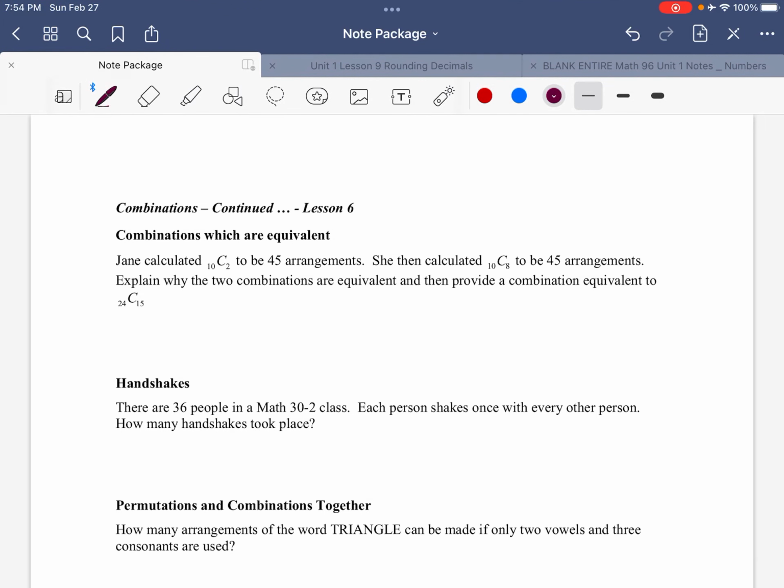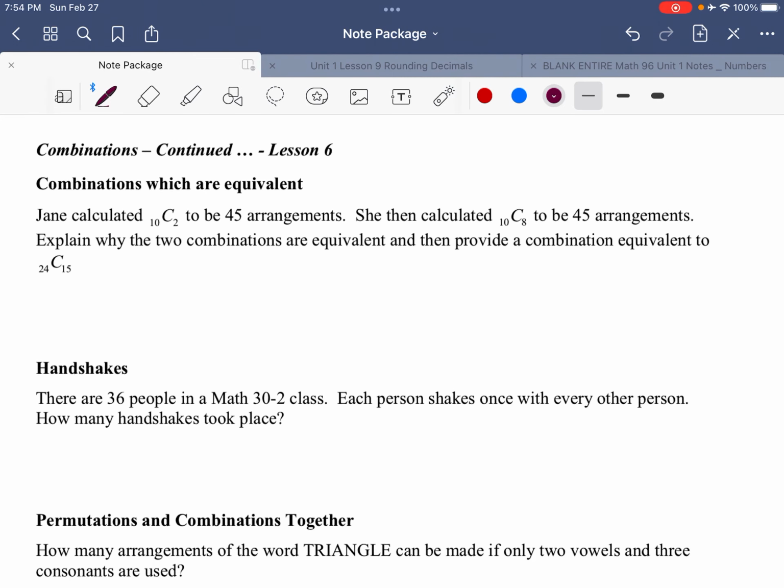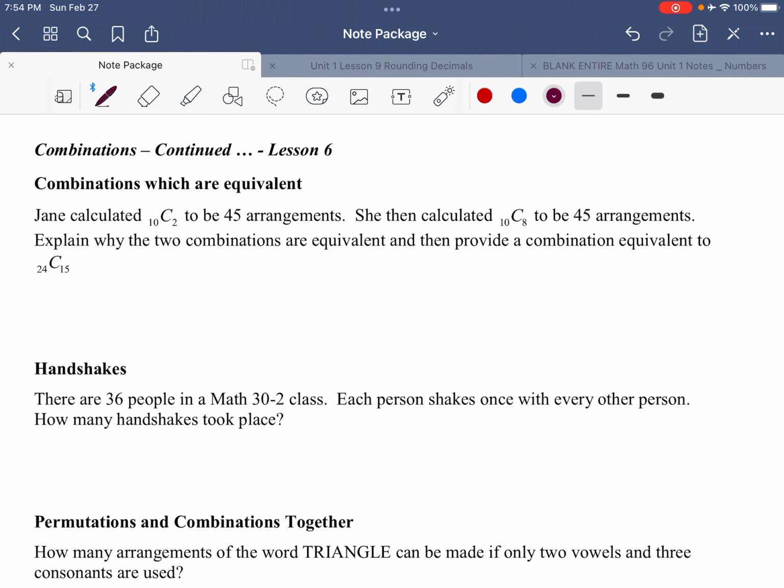All right, here's lesson 6. We're going to start with combinations which are equivalent. So this first example, we've got Jane calculated 10C2 to be 45 arrangements, but she also calculated 10C8 to be 45 arrangements. Explain why they are equivalent, and then provide a combination equivalent to 24C15.